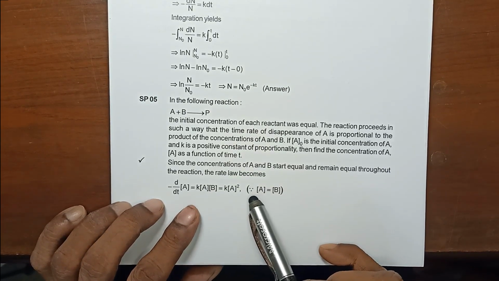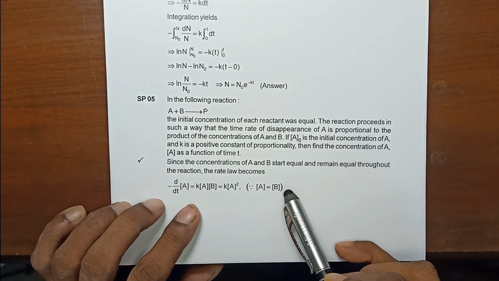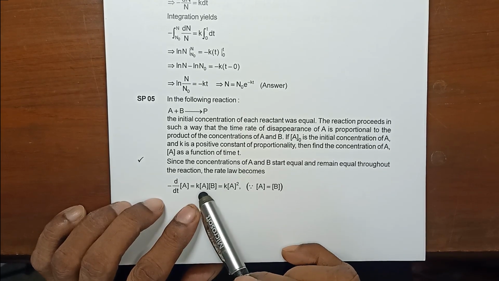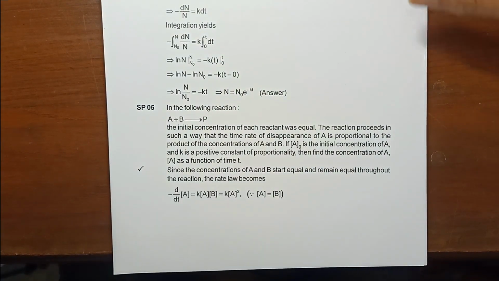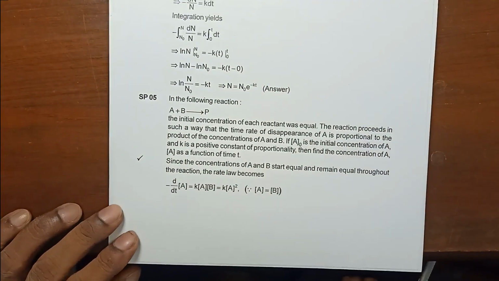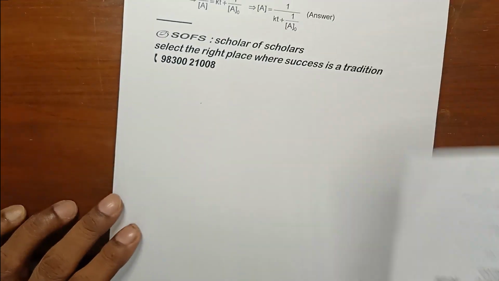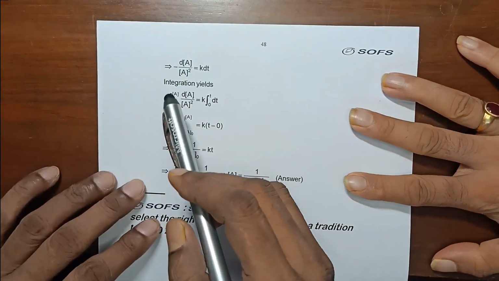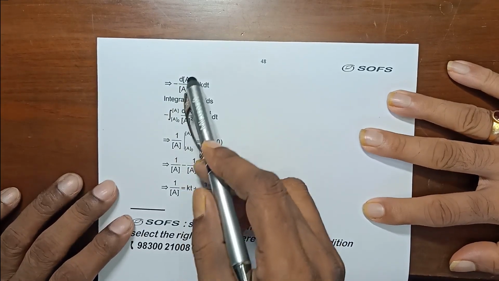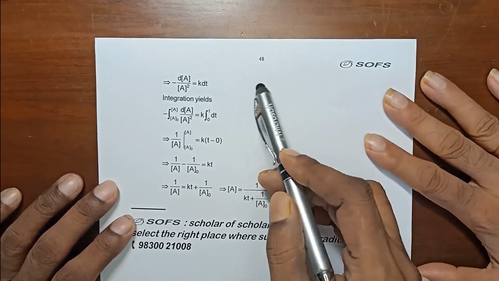And also you know, already explained, the concentration of A and the concentration of B always remain equal. That's why [A] is equal to [B]. So we can write K into [A] squared. So this implies minus d[A], separate the variables: minus d[A] by [A] squared is equal to K dt. Step 2, that is variables separated.